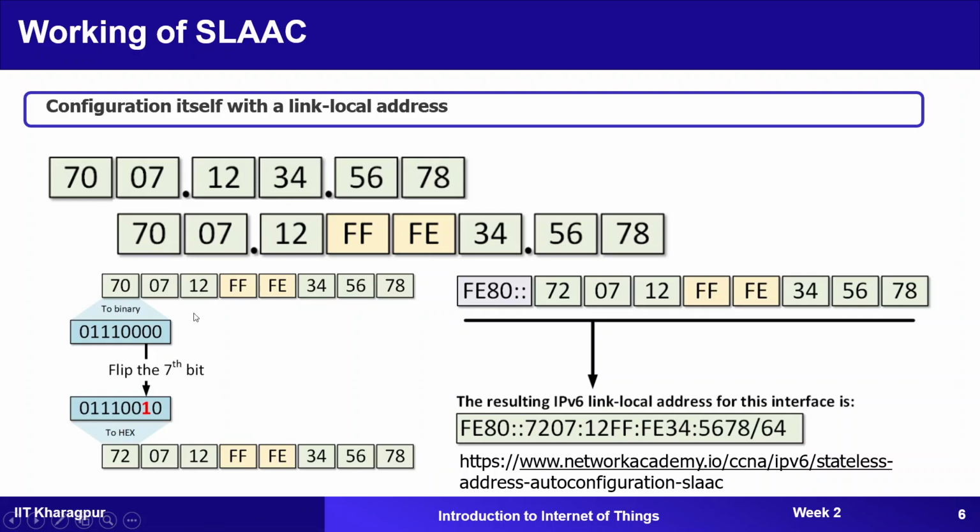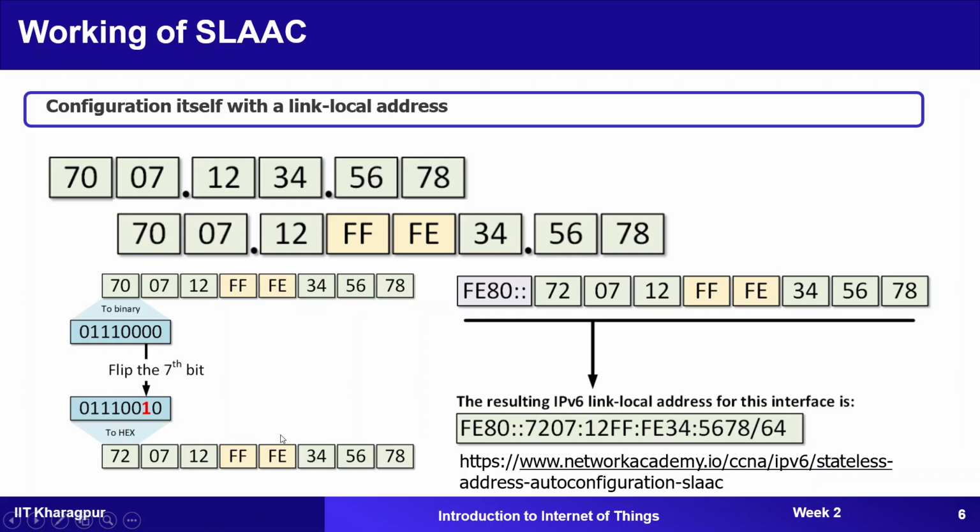Once it is done, for the first hex the client will select the 7th bit and toggle that bit. For example, here the first hex is 70. The representation of 70 in binary is this. It will take the 7th bit, which is 0, and toggle it. Toggle means it will do the ones complement of that bit, so this 0 will become 1. Now the address will become 72 07 12 FF FE 34 56 78.